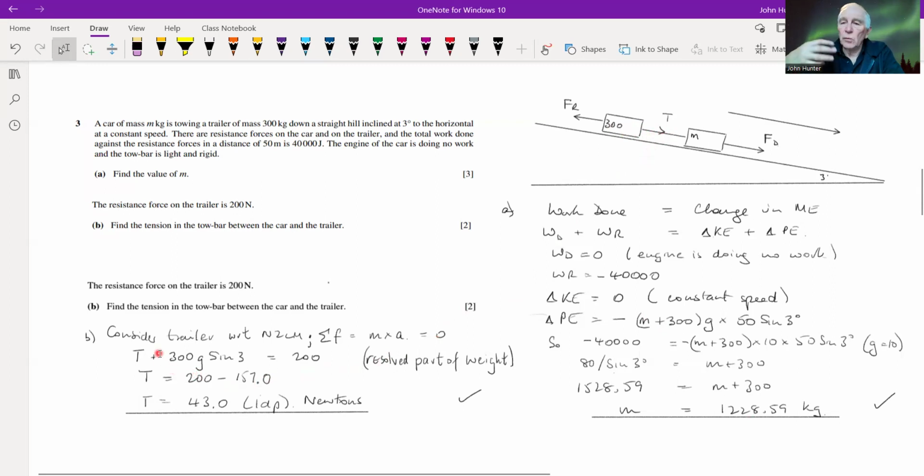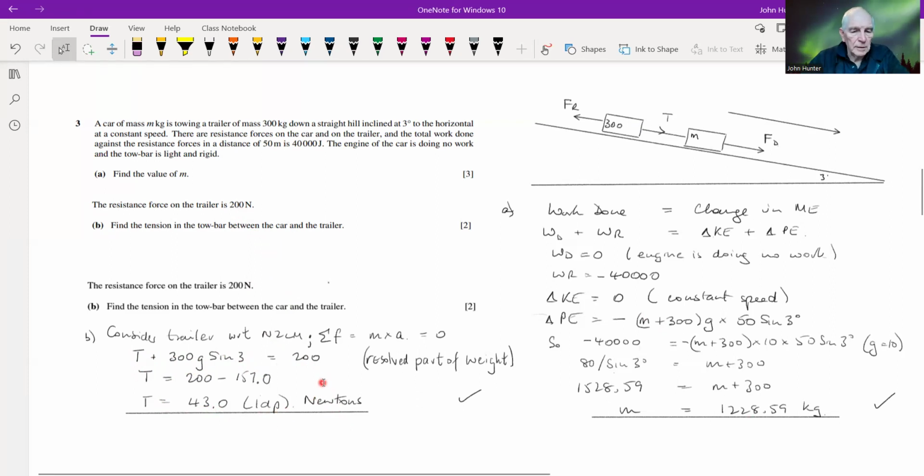Now we're still at constant velocity here, so zero acceleration. Therefore, the net forces net out to zero. So the forces down the slope are the tension pulling it down and the weight resolved down the slope, and that's going to be equal to the force of resistance. Again, it's an equation just in T, and that works through to 43 newtons, 43.0 to 1 decimal place.